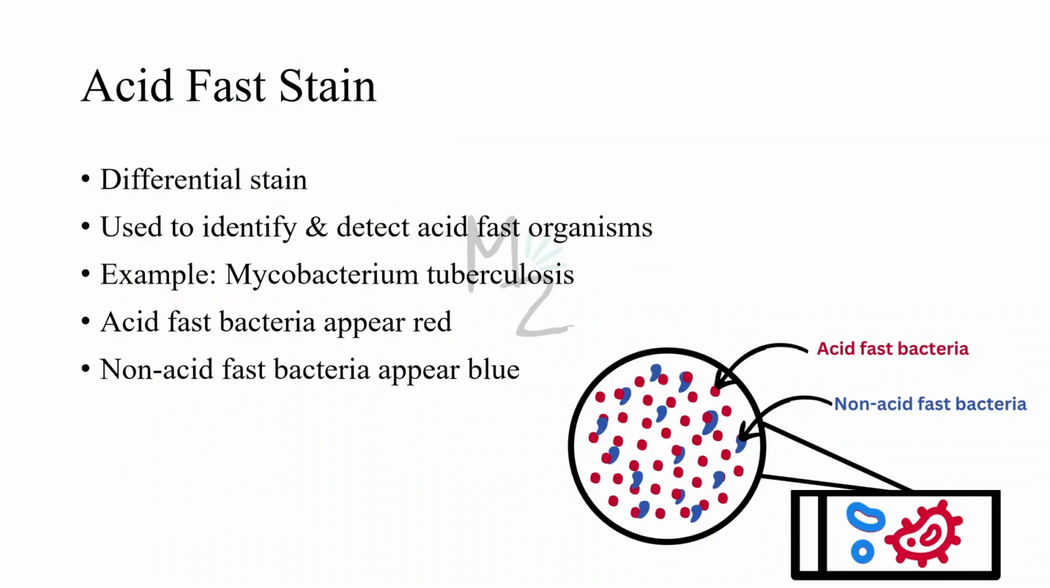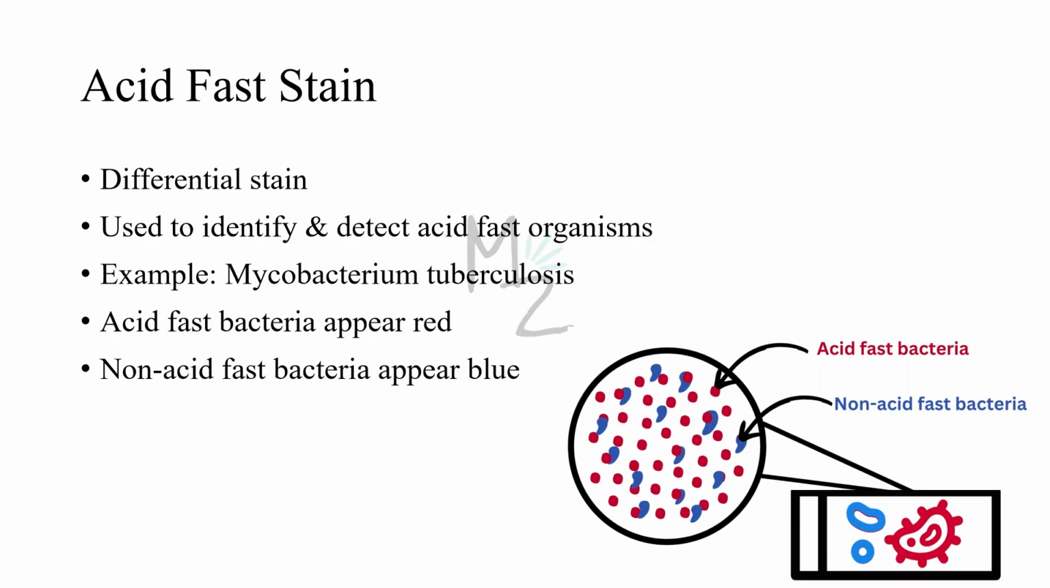Acid-fast stain is a differential stain that is used to identify and detect acid-fast organisms. Who are the acid-fast organisms? We'll be looking at them in just a few moments. Examples of acid-fast organisms are Mycobacterium tuberculosis, which is responsible for causing TB, tuberculosis. That's a strict acid-fast bacterium, while Nocardia asteroides, I do have a video on that, is a weakly acid-fast organism.